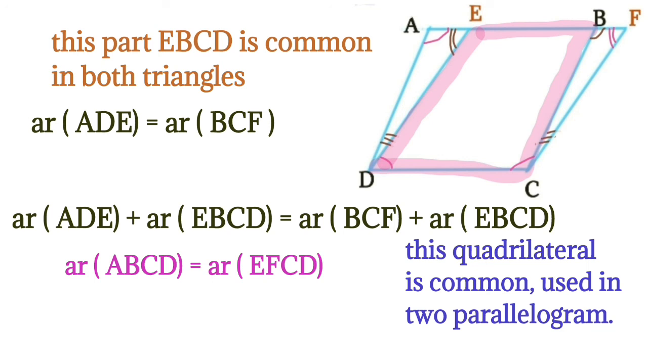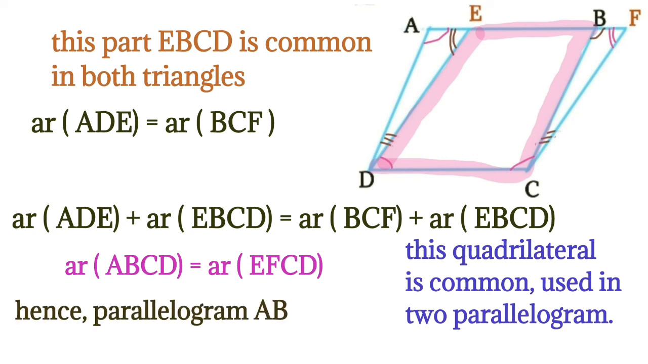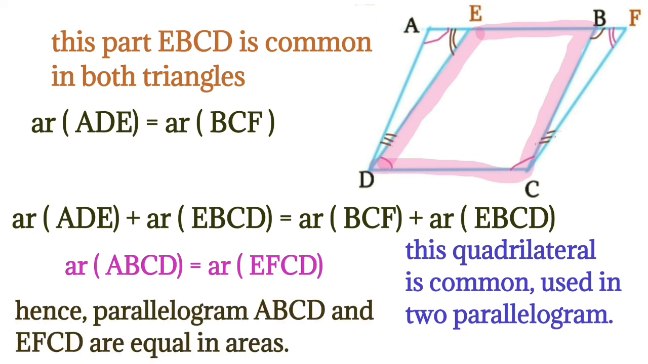We know ADE and EBCD together make one parallelogram, that is ABCD. Area of ABCD is equal to area of EFCD. So parallelograms ABCD and EFCD are equal in area. At last we proved that parallelograms on the same base and between the same parallels have equal areas.